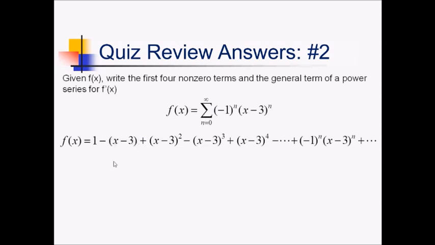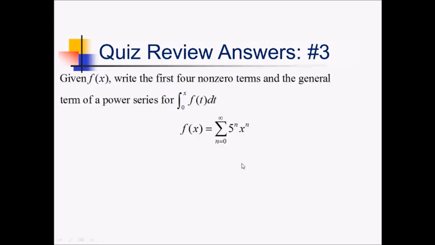So that's just going to be negative 1 for this first term. For the next one, I'm just going to use my power rule and keep the parentheses around. So this is going to be 2 parentheses x minus 3. Next, we have minus 3 x minus 3 squared plus 4 x minus 3 to the third. And now for the general term, we'll multiply by this n, which is a constant. So this is going to be n times negative 1 to the n, and then we have x minus 3 to the n minus 1.